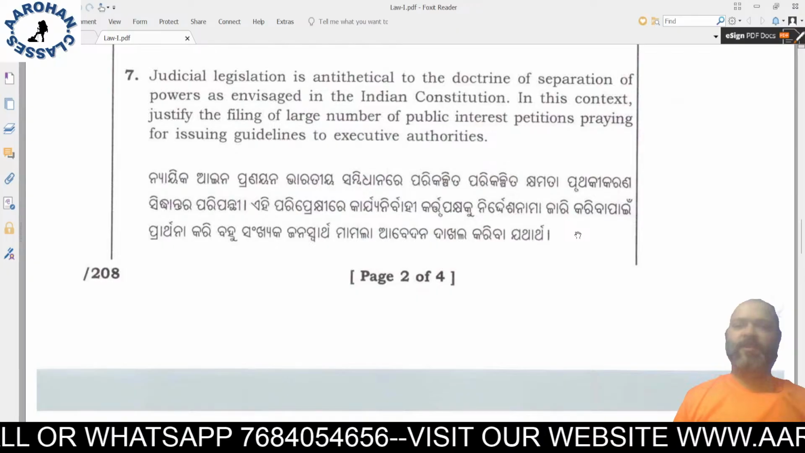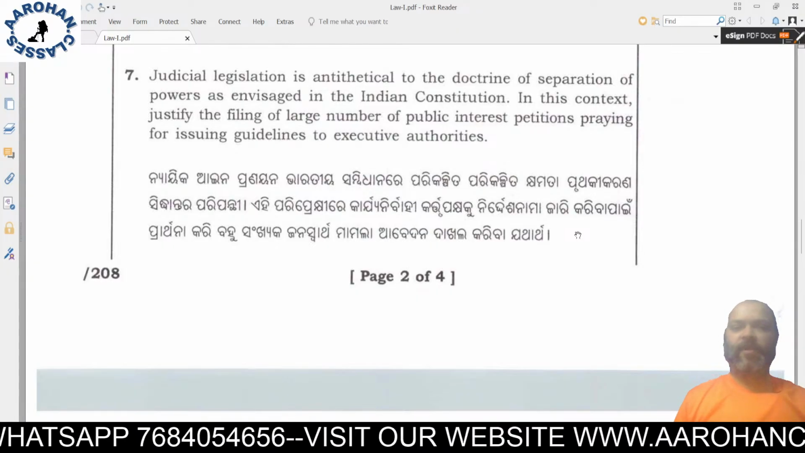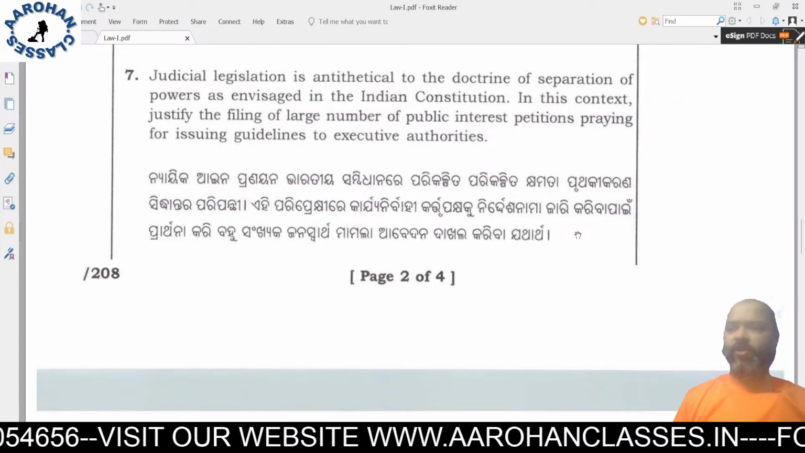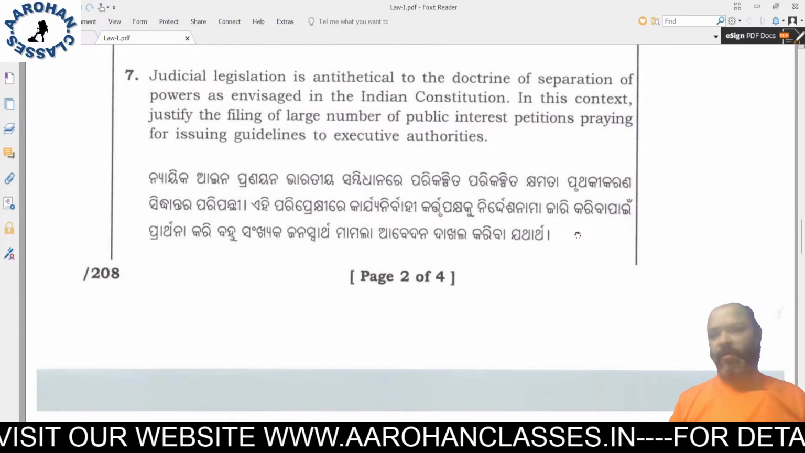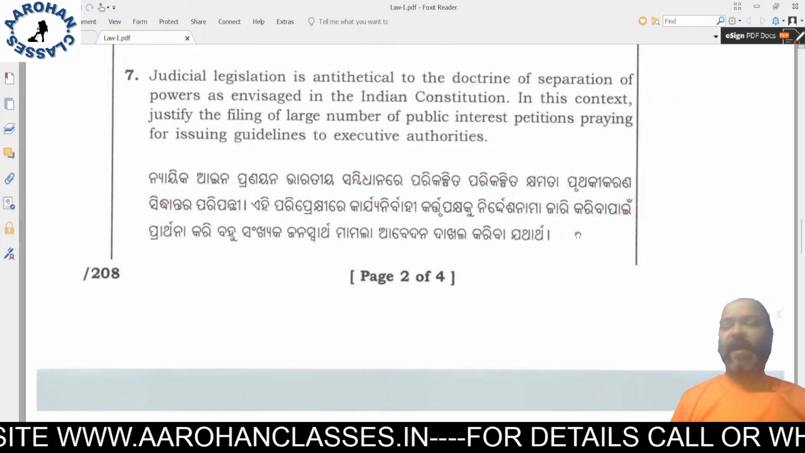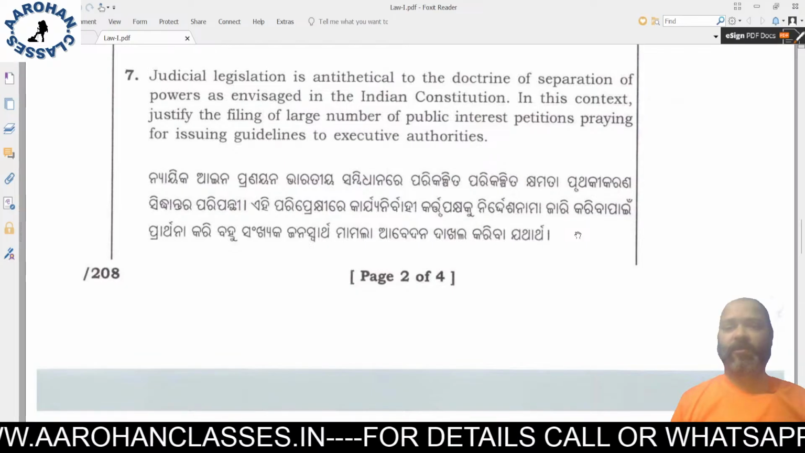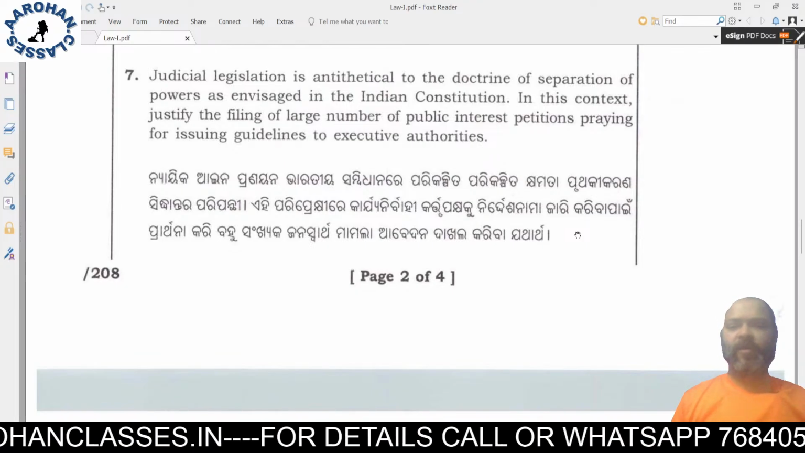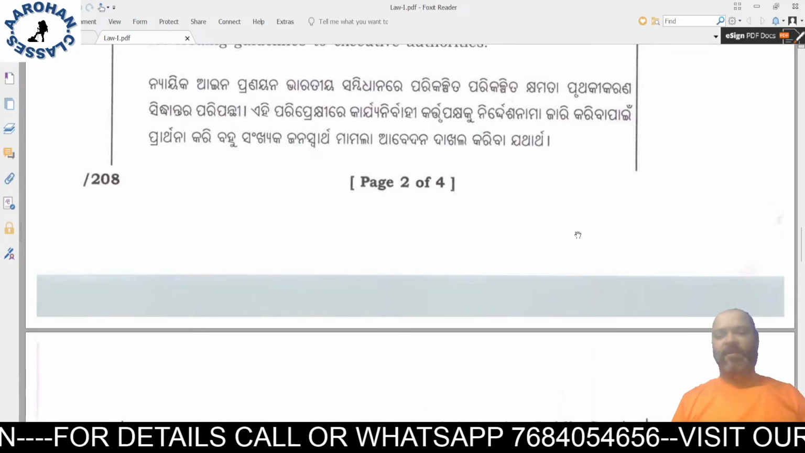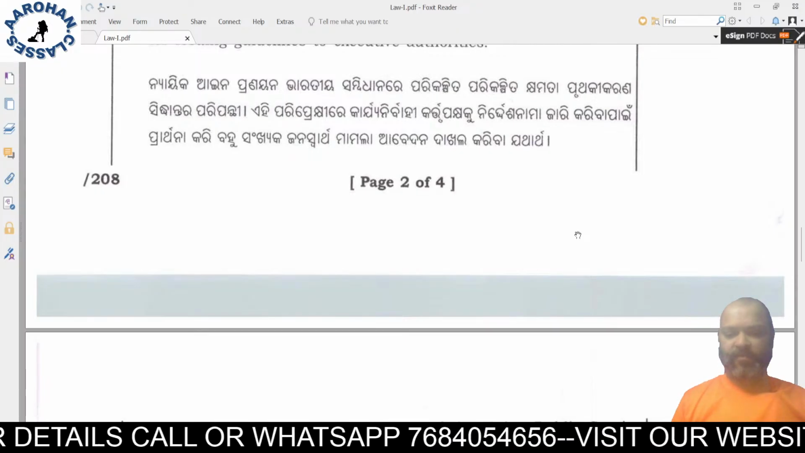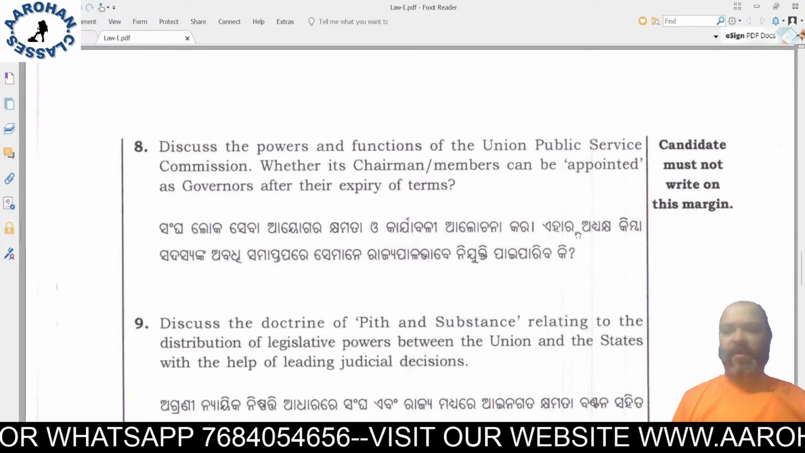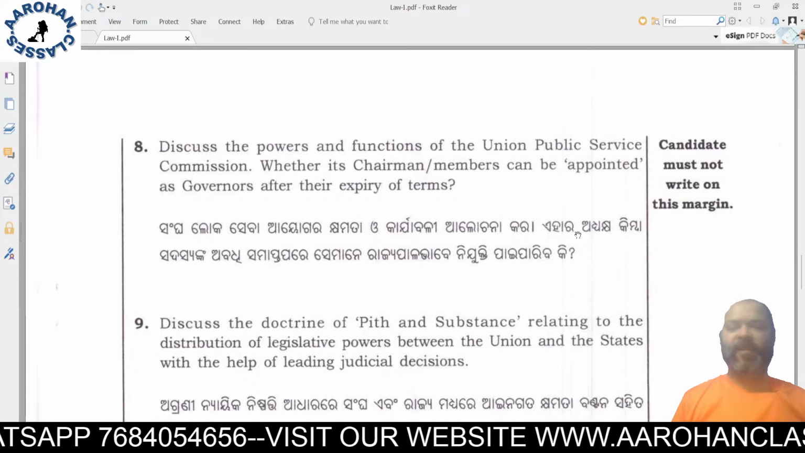Judicial legislation is antithetical to the doctrine of separation of powers as envisaged in the Indian Constitution. So judicial legislation, okay, is a burning topic. In this context, justify the filing of a large number of public interest petitions, praying for issuing guidelines to executive authorities. Discuss the powers and functions of UPSC. Whether its chairman and members can be appointed as governors after expiry of their terms.